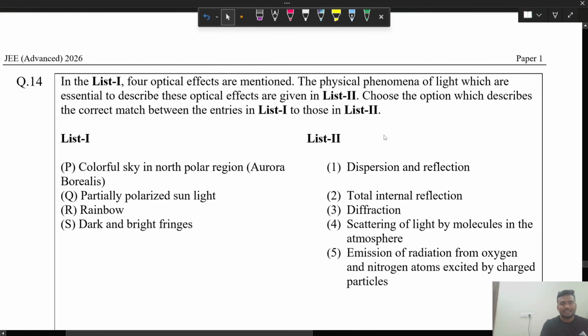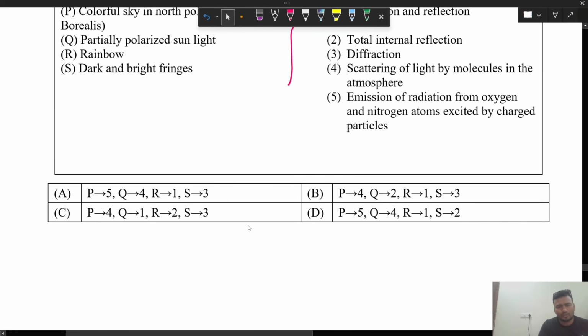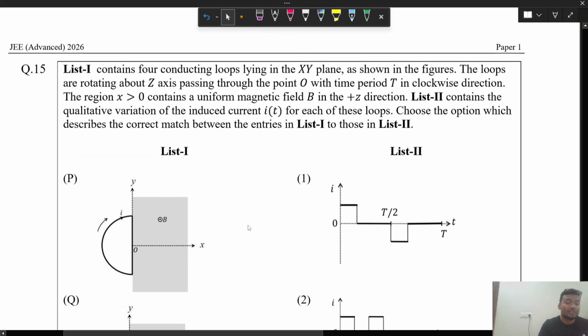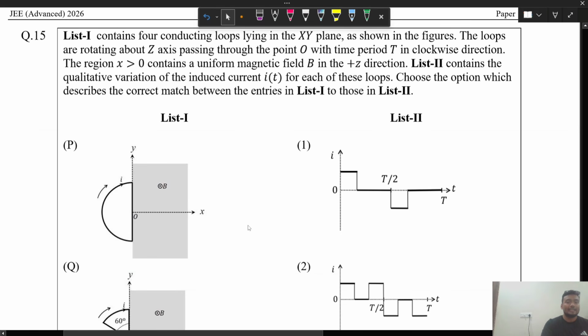Question number 14 is easy. I mean, it's theoretical portion, and I hope you all have done this. So that's an easy portion. I'm skipping this part. You can just go through the theory portion, you'll get the answer. Now, next one. This question number 15 is easy, and as well as it is interesting.